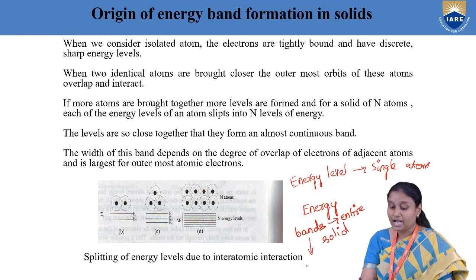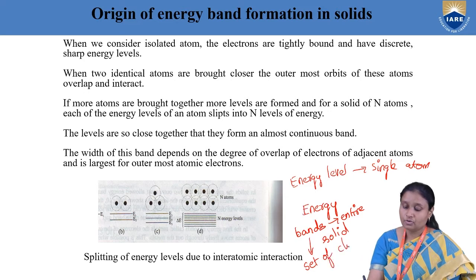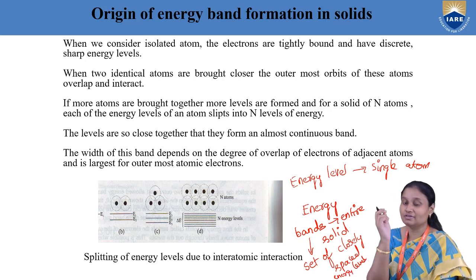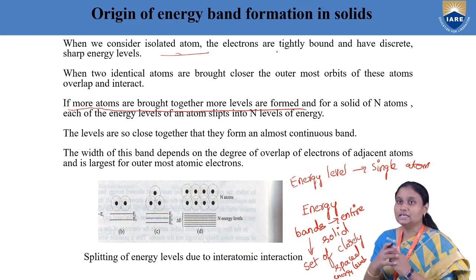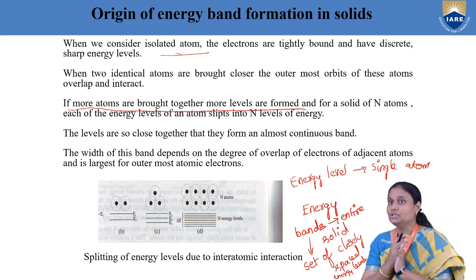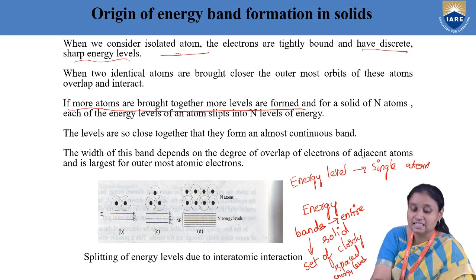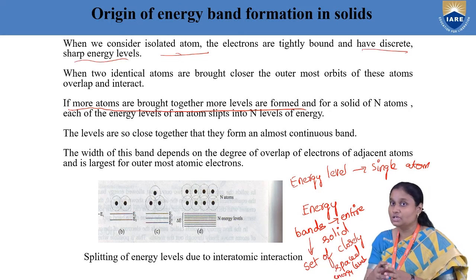And what is a band? A band is a set of continuous or closely spaced energy levels. So a set of closely spaced energy levels, and we have such a set of closely spaced levels when more atoms are brought together. Now see here, when we take an isolated atom, what will happen? Electrons are tightly bonded. The attraction between the nucleus and electron will be very strong, so your electron cannot come out. That's why we'll have only energy levels. But when we bring more atoms, which occurs in the case of solids, what will happen now?